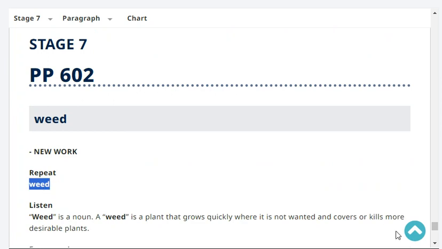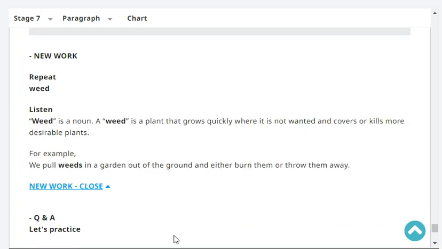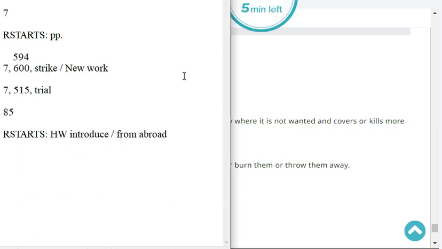Next, repeat. Weed. Very good. Okay, listen. The word weed is a noun. A weed is a plant that grows quickly where it is not wanted and covers or kills more desirable plants. For example, we pull weeds out of the ground in the garden and either burn them or throw them away.